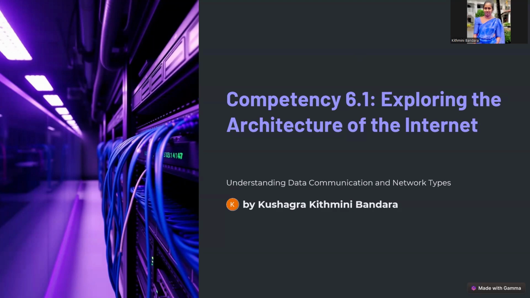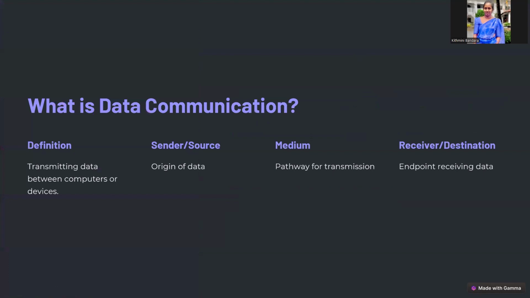Today we are going to explore how the internet works and how data is transmitted between devices. Let's start with the basics. Data communication. This is simply the process of sending and receiving data between two or more devices like computers, phones or printers.